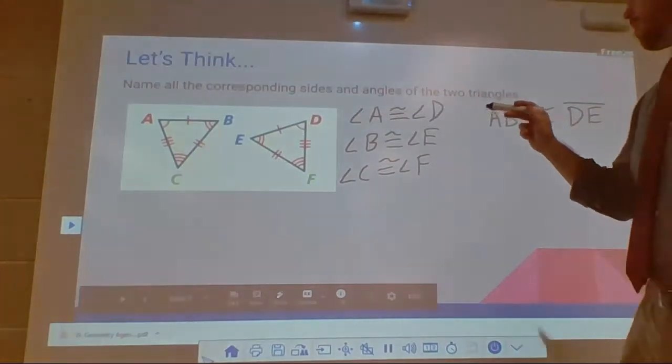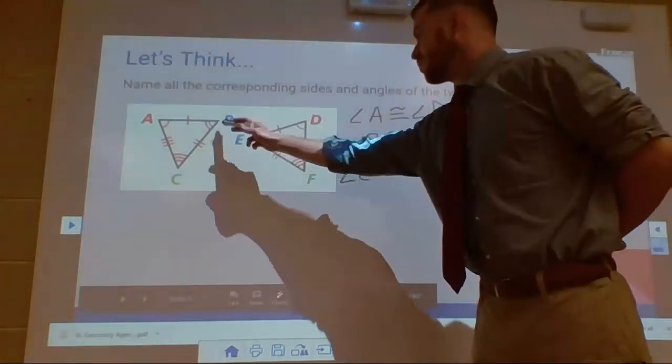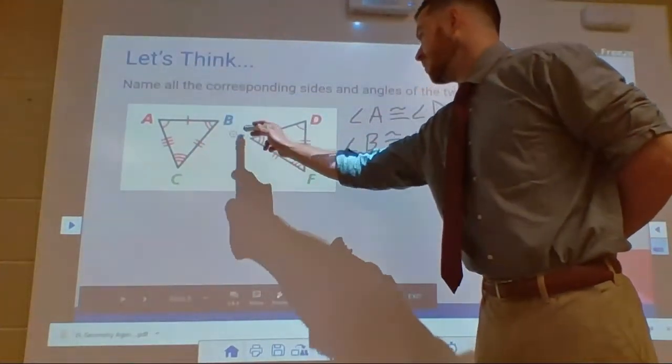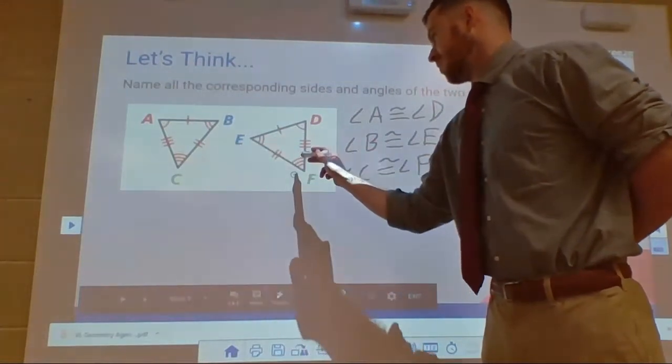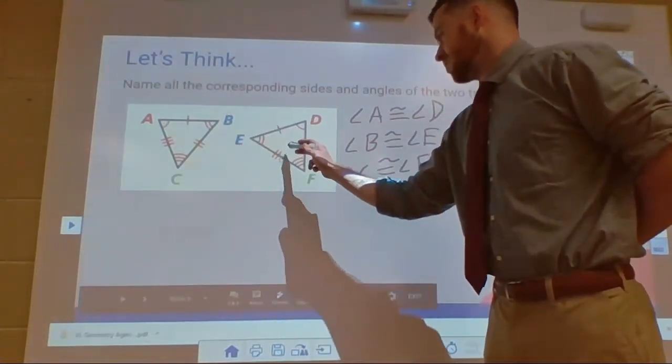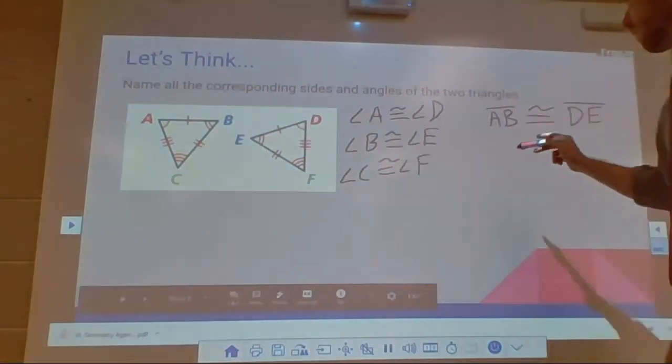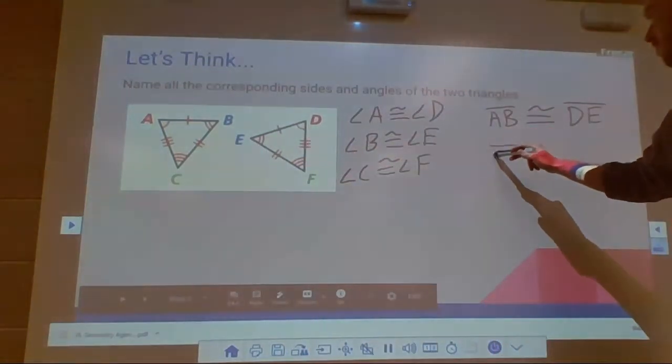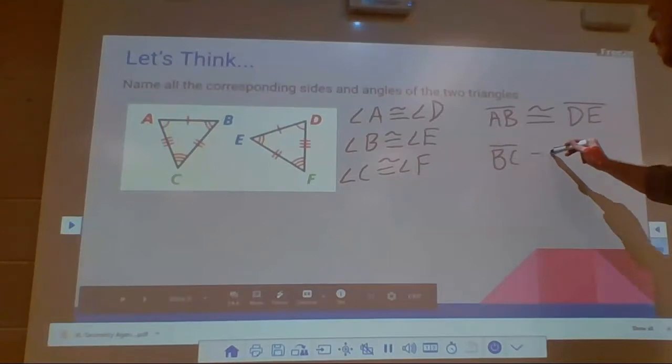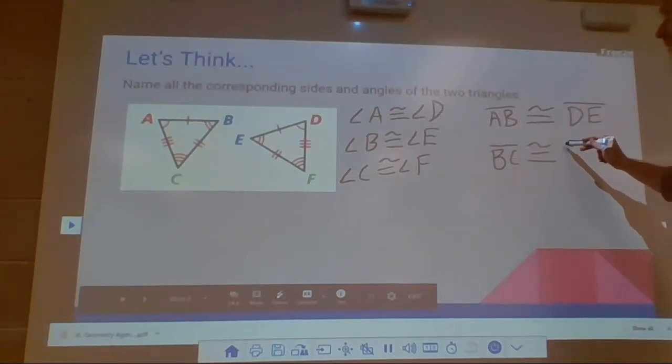So, therefore, let's look at the two tick marks, BC. Well, B matches up with E, and C matches up with F. And we see side EF has two tick marks. So BC is congruent to EF. So side BC is congruent to side EF.